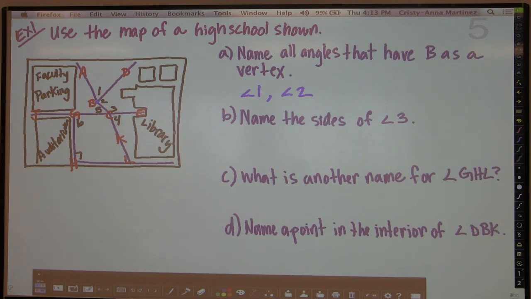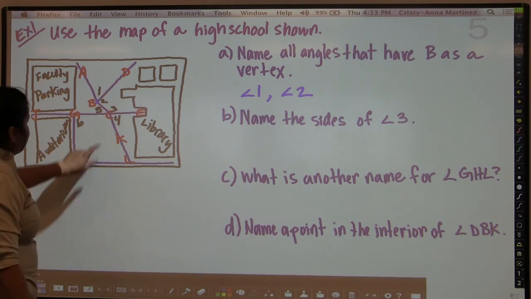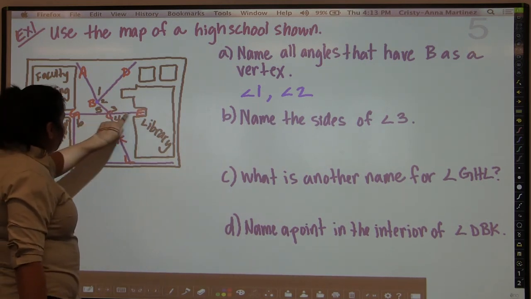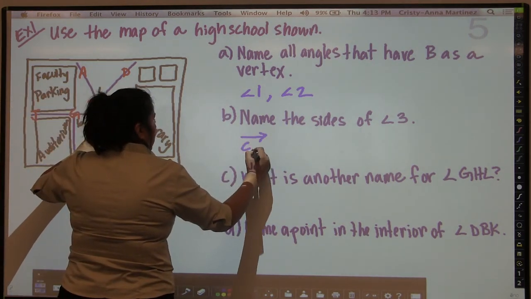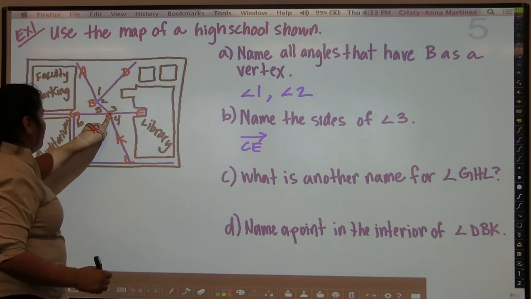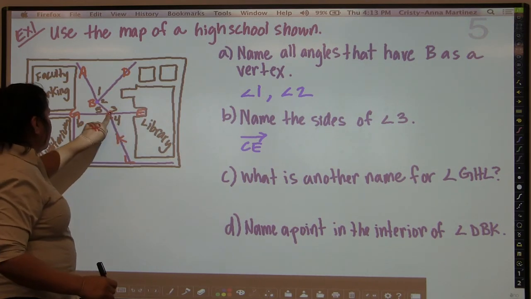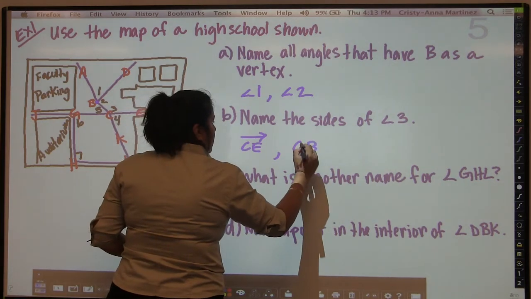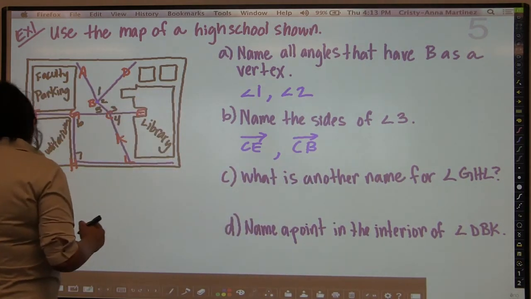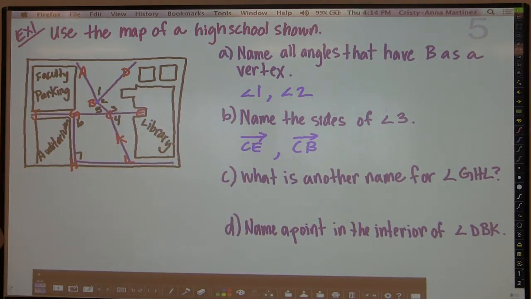Then it says name the sides of angle 3. So here's angle 3 right here. Here's one side. That's going to be ray CE, starting right here at C, going through E. The other one's going to start at C and go through B. So ray CD and ray CE are going to be our answers for that part.